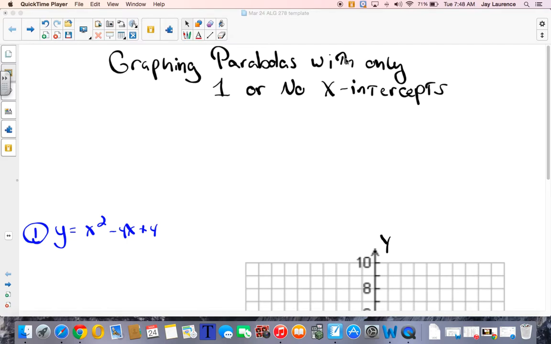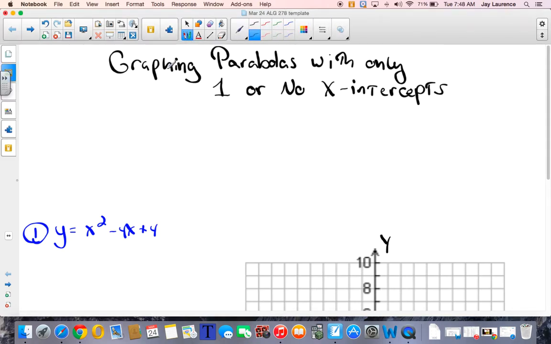All right, we're going to have another video on graphing parabolas. This time, they're only going to have one x-intercept, or possibly zero x-intercepts. Remember, a parabola does not have to cross the x-axis. The ones we did yesterday, maybe they cross something like that. Absolutely. But they don't have to.